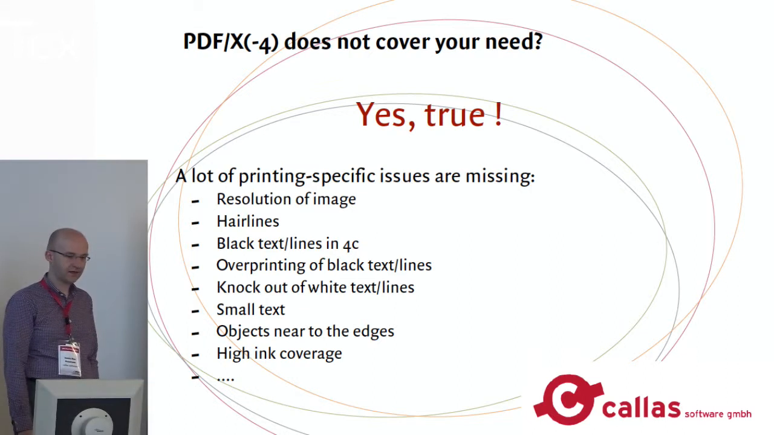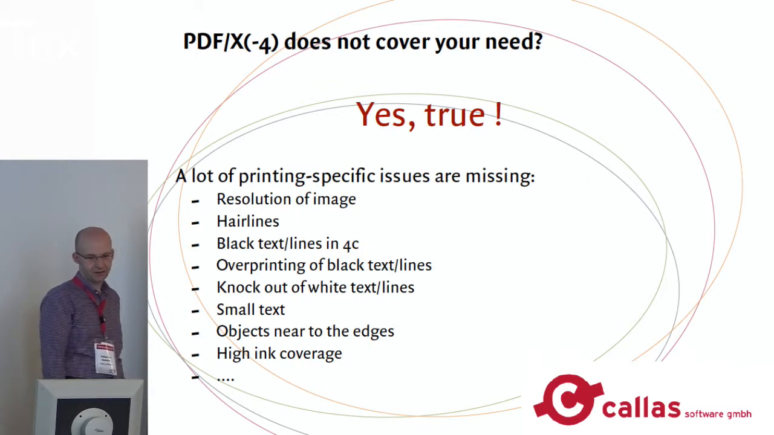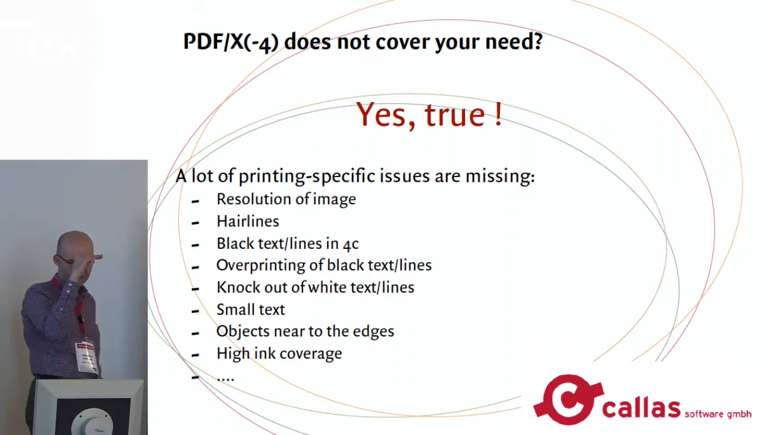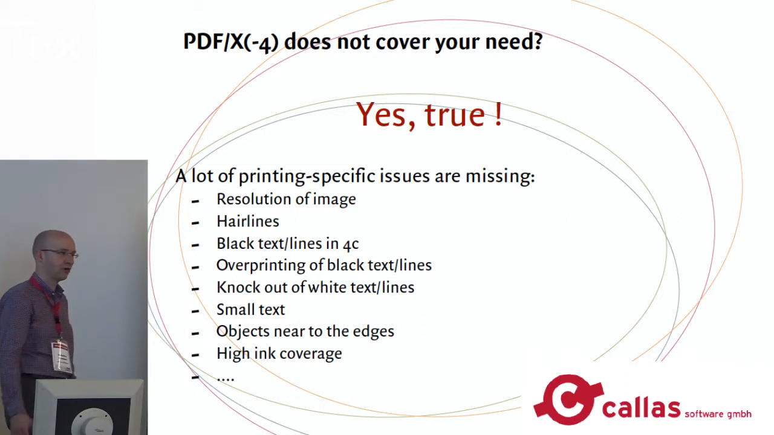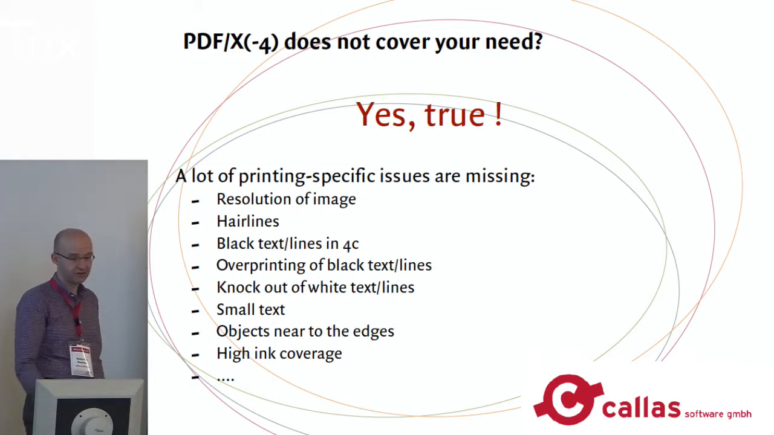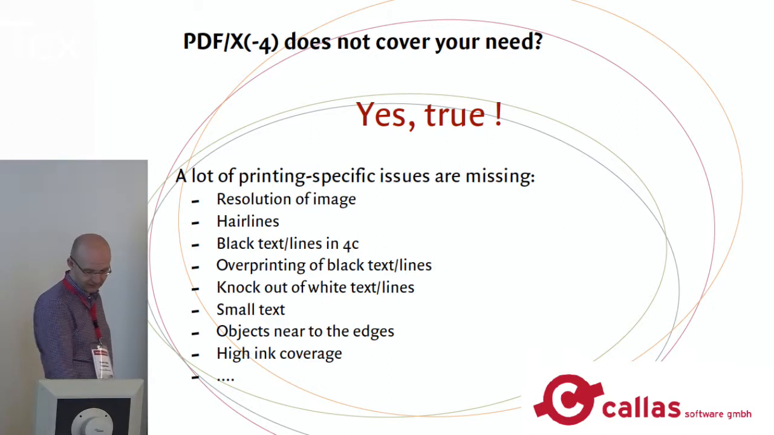In PDF/X-4, a lot of things are missing. Resolution of images. This standard doesn't care about it. Also hairlines, black text lines in 4C. So when you have some variable in printing, it will not be printed so nicely. And other text, small text. When you print it digitally, you will have problems printing small text. Objects near to edges. All these standards don't care about that, but for you as a printer or in the workflow, you have to take care of it. And also when you make a digital print, ink coverage, all that stuff is not included.